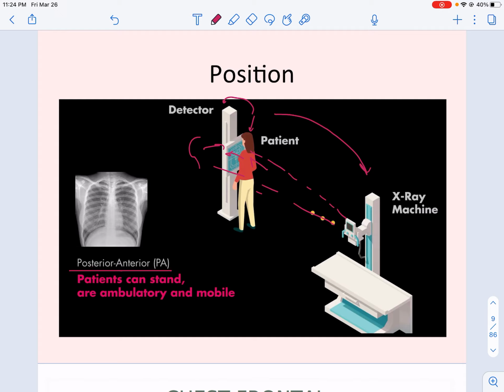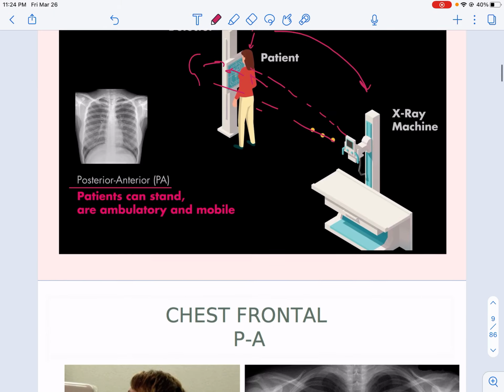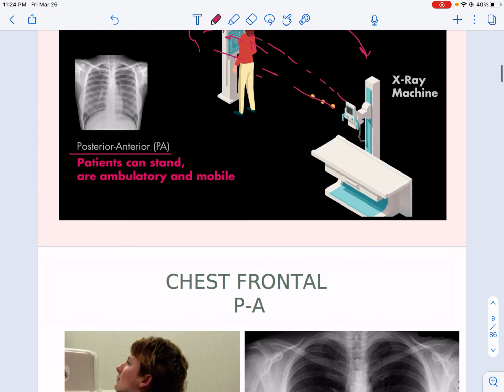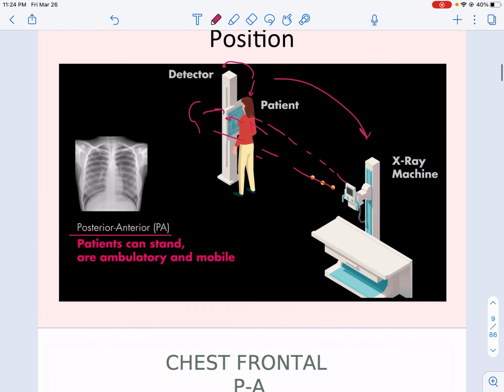Because the beam from the X-ray machine penetrates the back first. Okay? This is the most preferred picture to gain, and we're going to go in detail about why this is the most preferred picture.